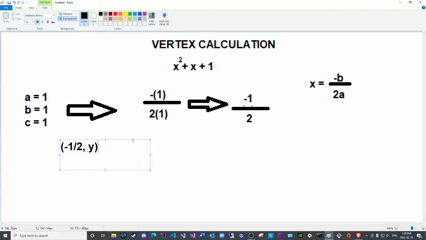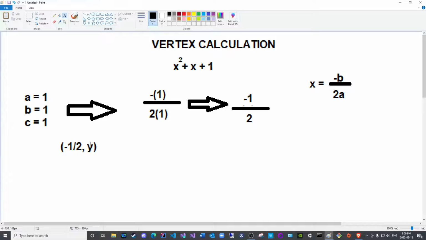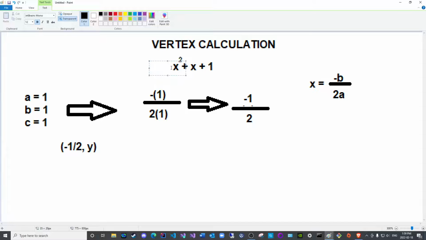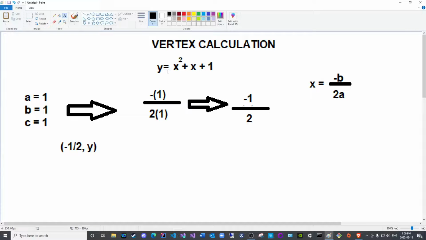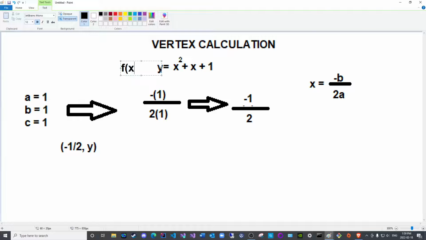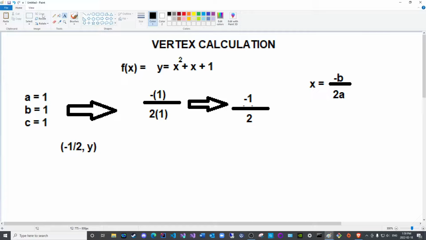Y, we still do not know what y is for the vertex. How do we calculate y? We simply substitute the value of x, which in this example is -half, in the x here to obtain y, because the equation is y is equal to x squared plus x plus 1, or f of x, but I prefer to write it as y instead of f of x. But if it helps you understand this better, you can say this. There we go. So f of x is the same as y because y is a function of x. It is comprised of an expression that contains x's.